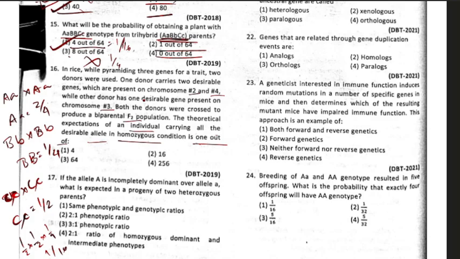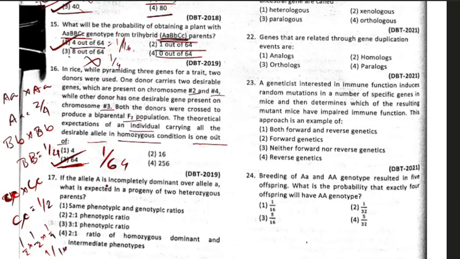So there is a 3 point hybridization, and they are asking what is the probability of having all dominant characters in one plant. If we see all dominant characters in one plant in a 3 point hybridization, the probability is 1 by 64, as we all know. So option 3 is the answer. We can describe it elaborately, so you can comment.